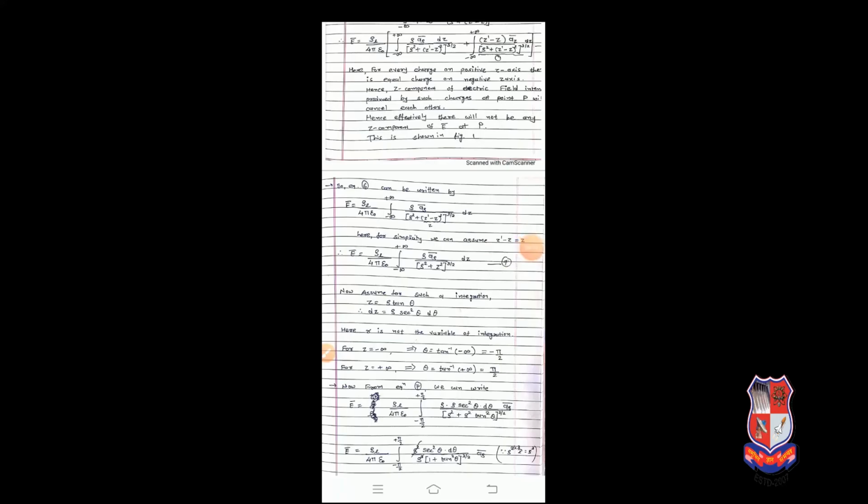Now, for such an integration, assume z is equal to rho tan theta. So we can write dz is equal to rho sec square theta d theta. Here we change the limits of integration: for z equal to minus infinite, theta is equal to tan inverse minus infinite, and its value is minus pi by 2. Similarly, for z equal to plus infinite, theta is equal to tan inverse plus infinite, and its value is pi by 2.